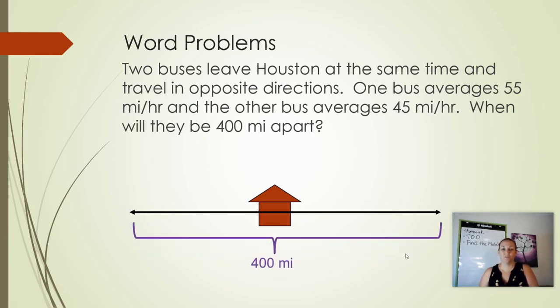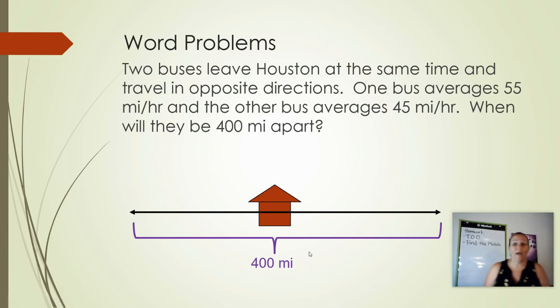We want to know, the question is, when will the buses be 400 miles apart? So if we're pretending that this arrow is a bus and this arrow is a bus, the question is, when is the distance between this bus and this bus going to equal 400 miles? So we want the distance to be 400 miles.